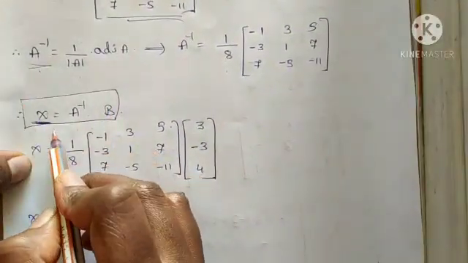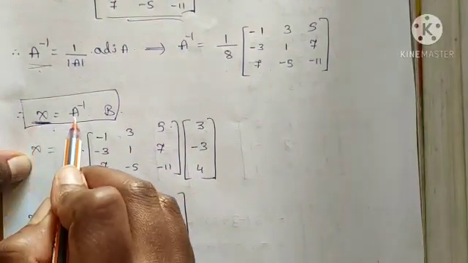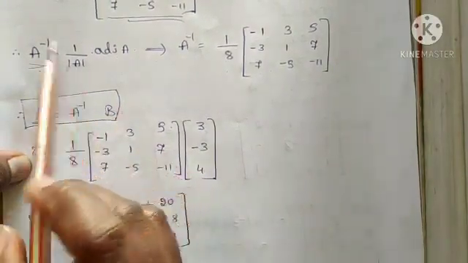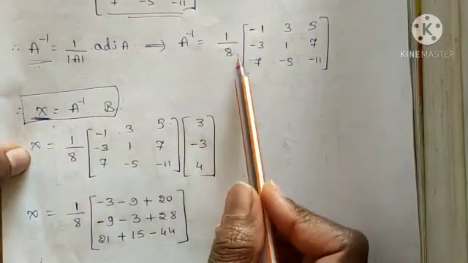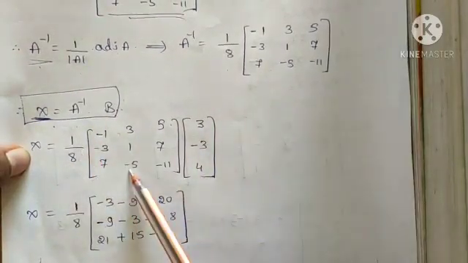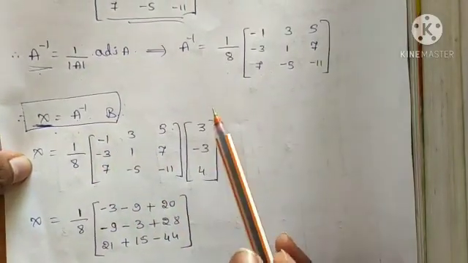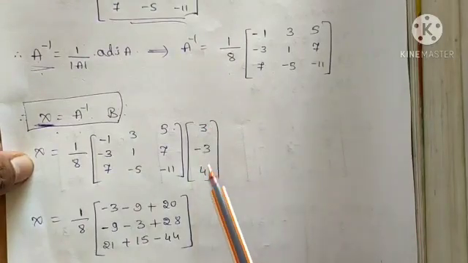You know the matrix inversion method is nothing but X is equal to A inverse into what? B. X is equal to what? A inverse value is nothing but 1 by 8 times this matrix, and then what is the B value? That is the constant matrix, that is 3 minus 3 4.